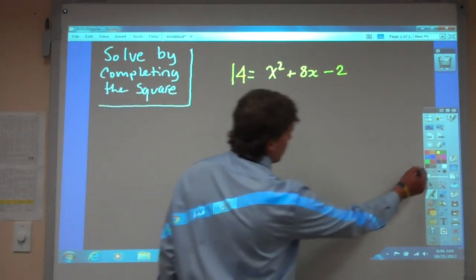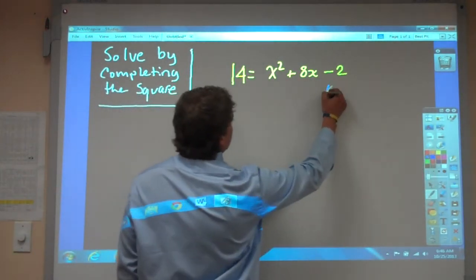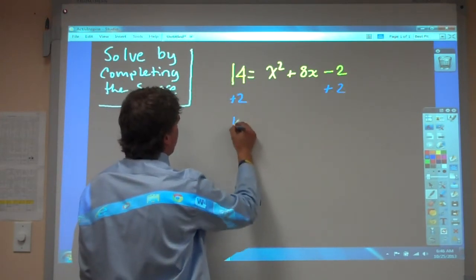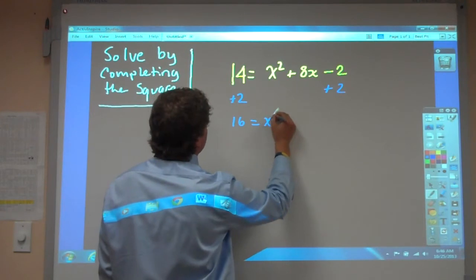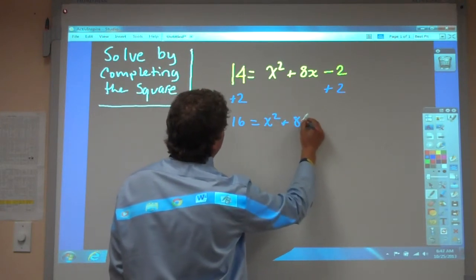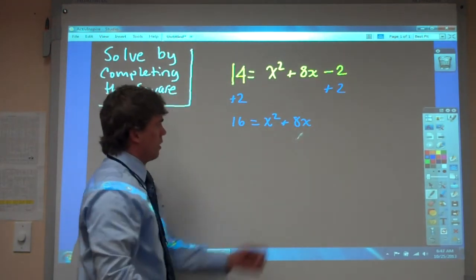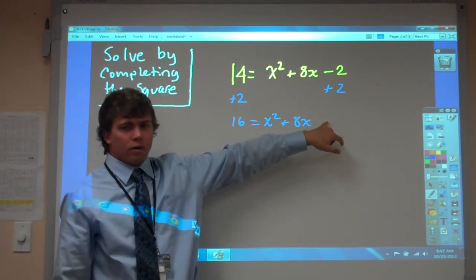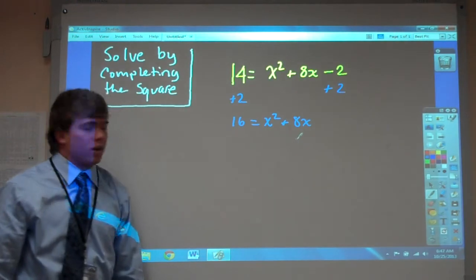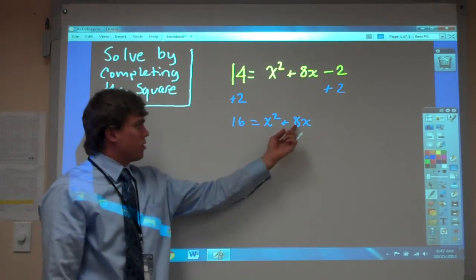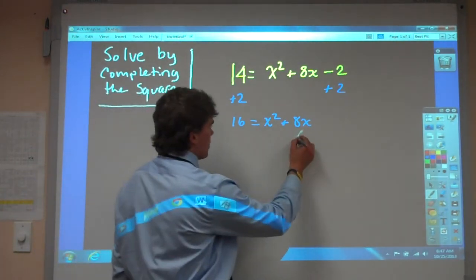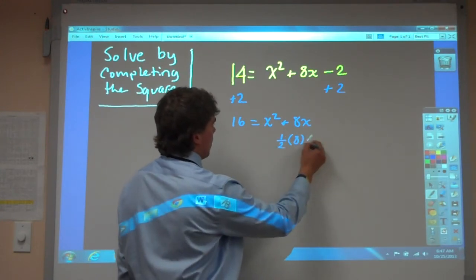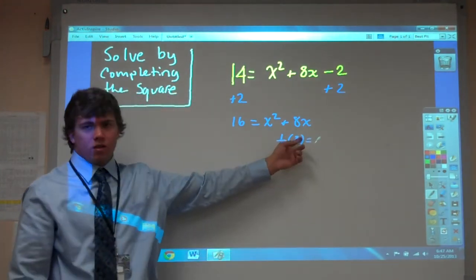So we're going to start and we're going to add 2 to both sides. So we'll have 16 equals x squared plus 8x. And then from here, we still don't have a perfect square. We need something here in our c value, in our constant. So we're going to bring this 8 down, and we're going to multiply it by a half. And half of 8 is 4.